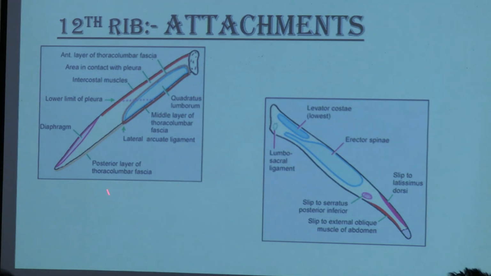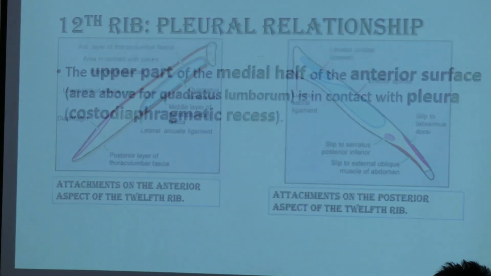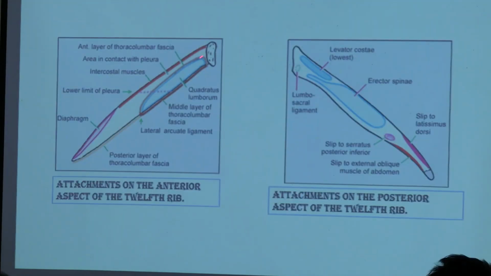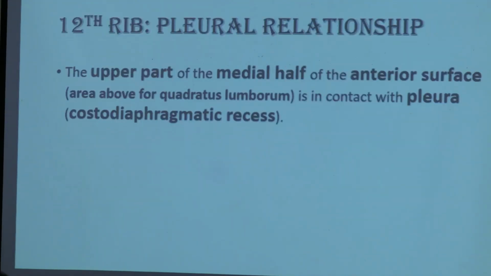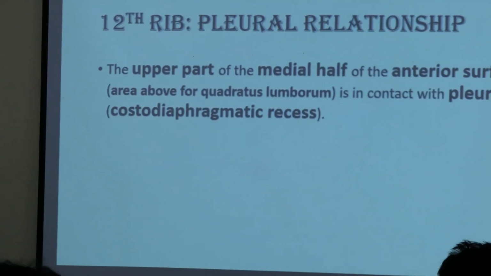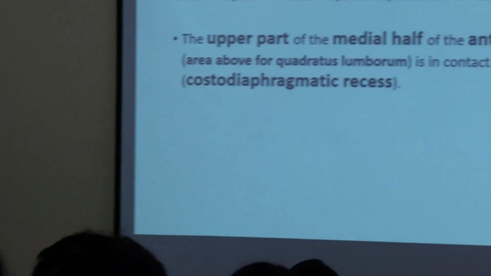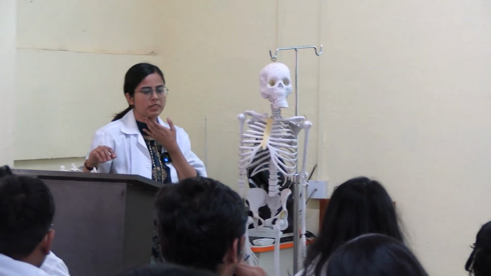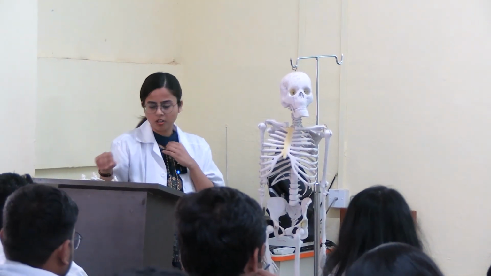Okay, pleura two types, parietal pleura and visceral pleura. And here will be another ligament which is the lateral arcuate ligament. It is also attached lateral to the quadratus lumborum, along the lower border. See the medial half of the anterior surface, I told this part, it is related with the pleura. Okay, now what is costodiaphragmatic recess? So there are parietal pleura and visceral pleura. Parietal pleura has various parts like costal part, diaphragmatic part, mediastinal part, cervical part. The recess between the costal part and diaphragmatic part will be costodiaphragmatic recess.